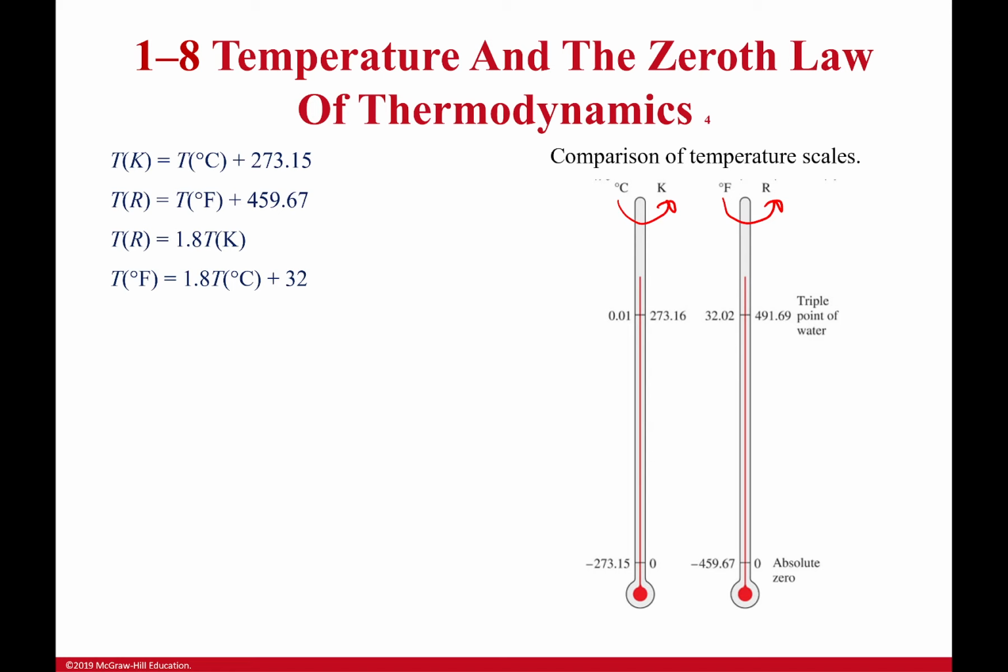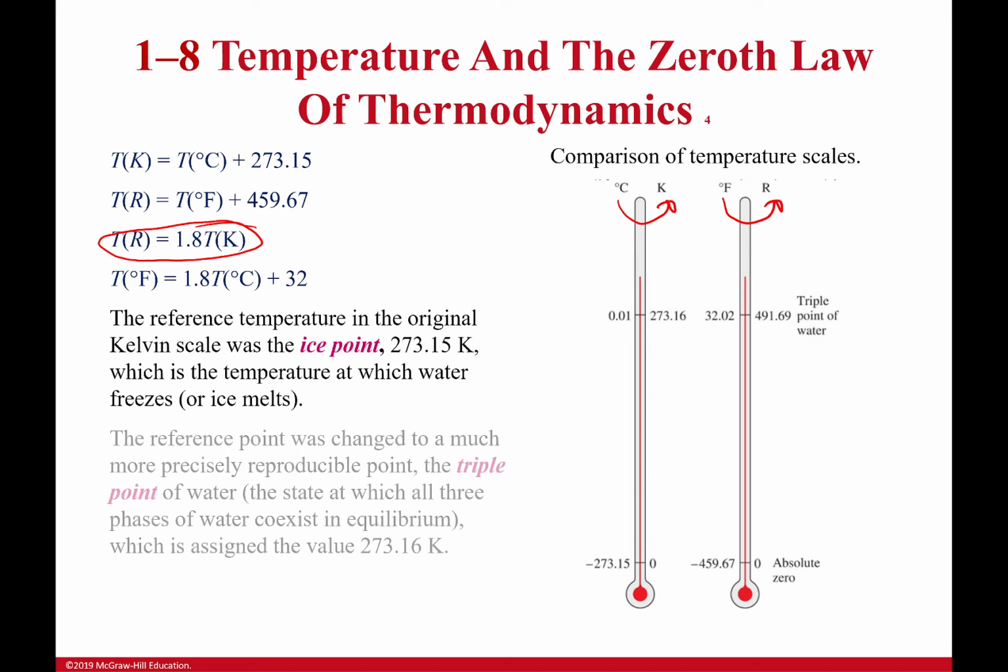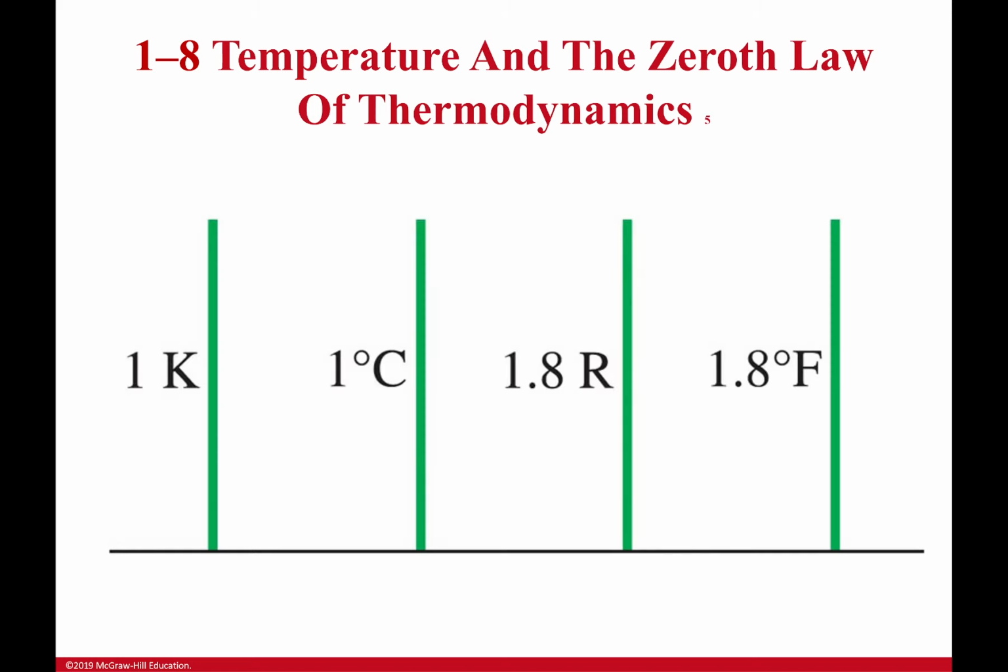And here are some equations for that. Rankine, see, this is a simple conversion factor. 1.8 Rankine is equal to 1 Kelvin. The other ones, though, you're going to have to use equations to convert them. They don't have a direct conversion. Okay, we already talked about that.